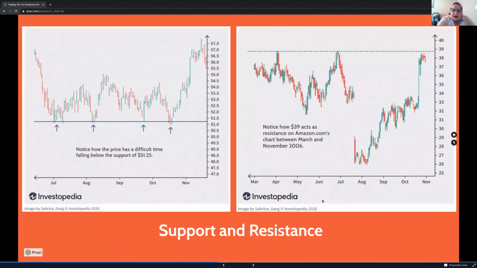So now we know what candles mean. And now we're going to introduce you to really important terms that you will hear a lot.